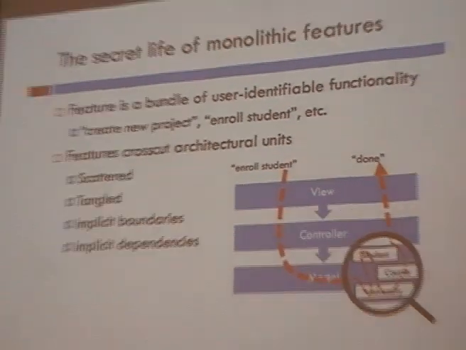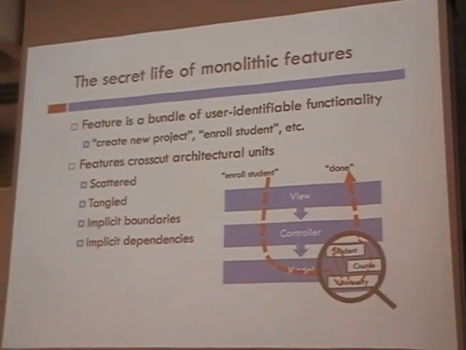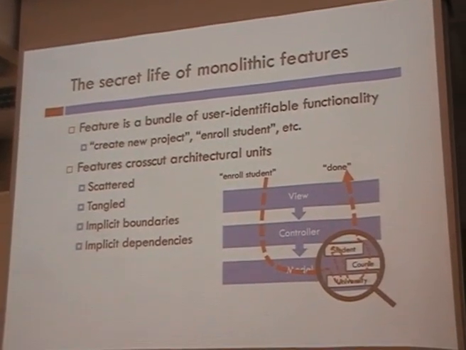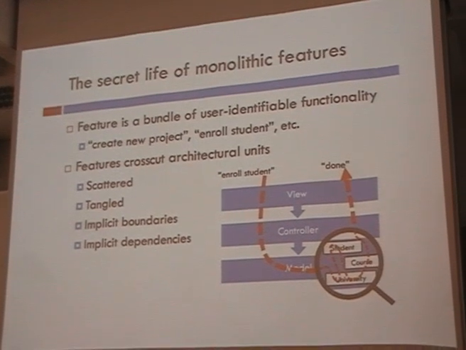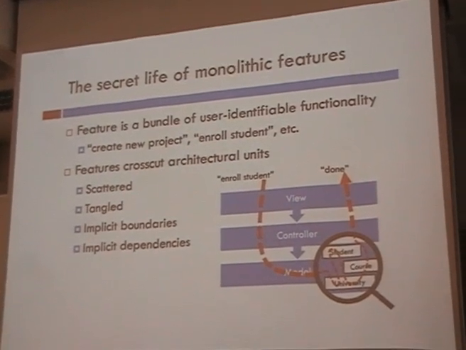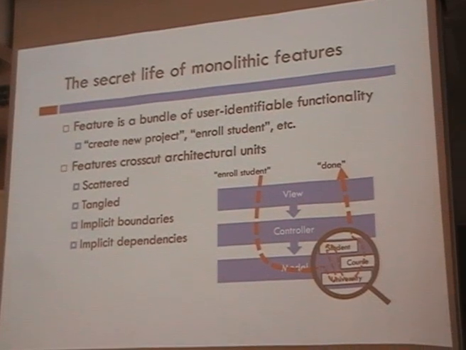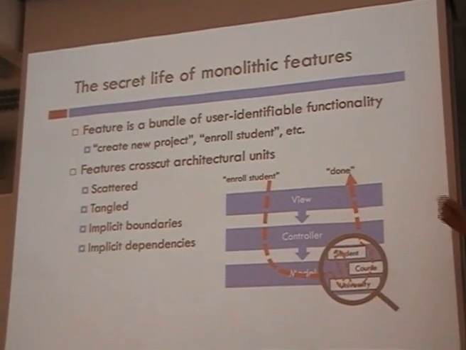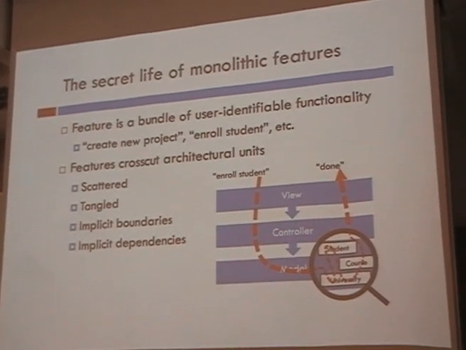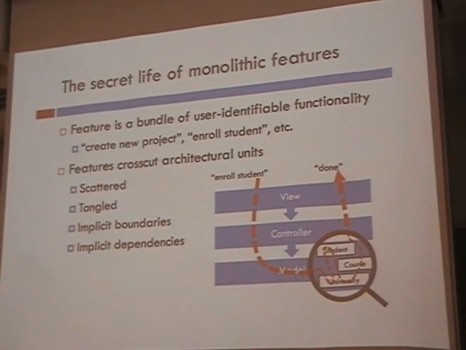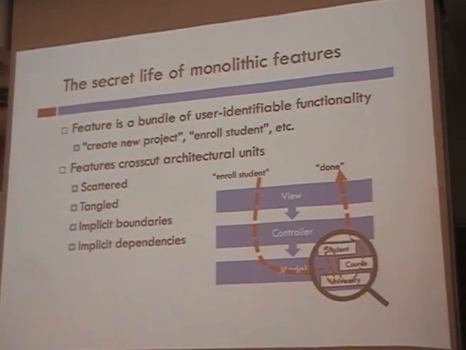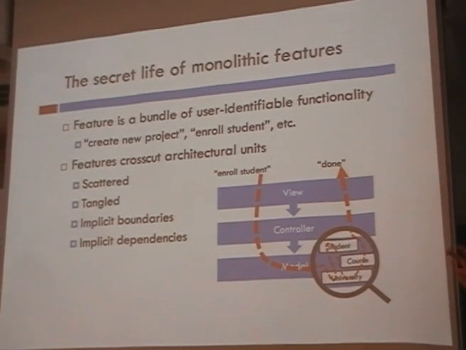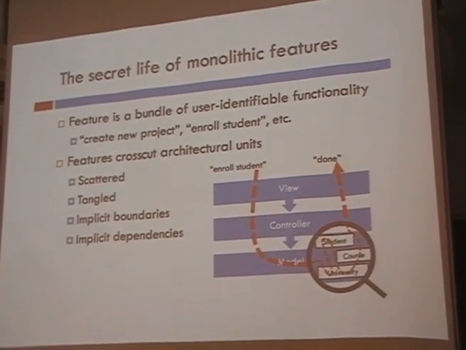So a more detailed example will come here. I named this slide the secret life of monolithic features, because there is actually something quite secret about it. But before I talk about that, I will tell you what I understand by the word feature. By a feature, I understand a bundle of user-identifiable functionality. So, for example, as I wrote here, create a new project. This is a feature. Or project management, where you create any project, you can close it again.